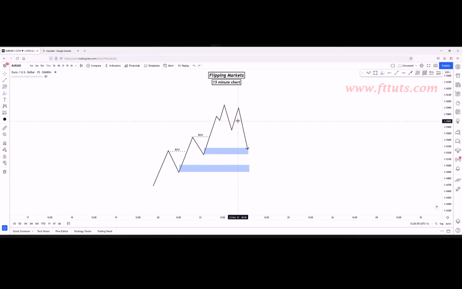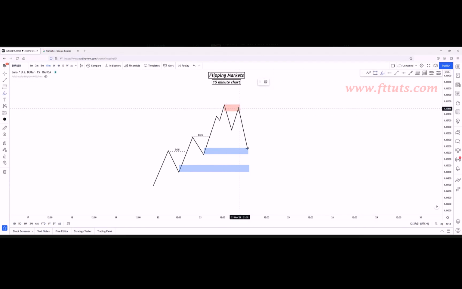So after a change of character, price will automatically create a zone, either a supply or demand zone. But we'll talk about change of characters in the entry units. Okay, so after a change of character, price created a supply zone because it changed character to the downside. This means supply is in control now. I will just draw a supply zone right here.